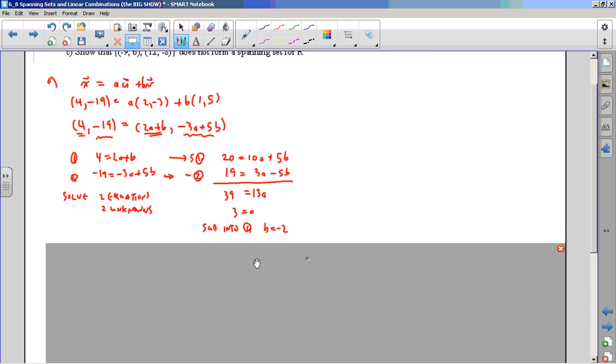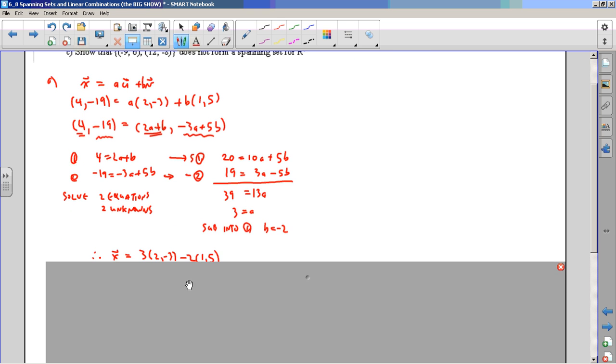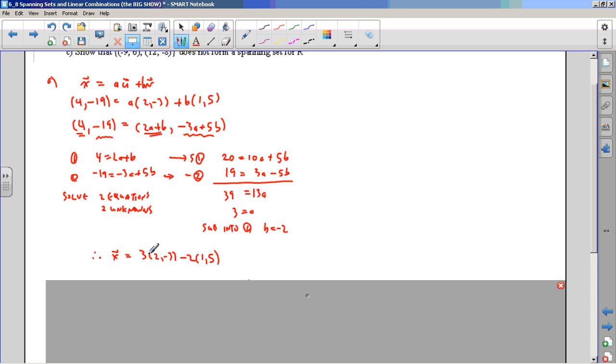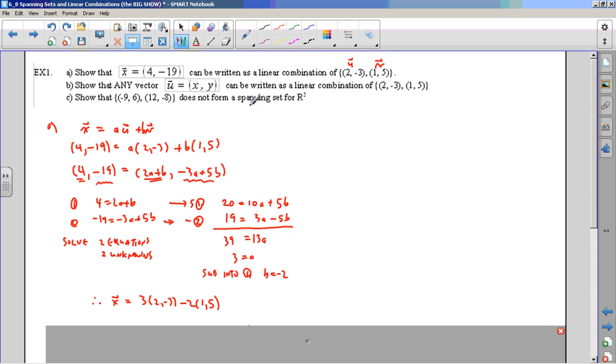And so what does that mean? I can get this vector x by taking 3 copies of u and subtracting 2 copies of v, and then I'm going to get x. I can see that algebraically, and if you actually graph these vectors on a Cartesian grid, you'll see that that's true as well. Part b is maybe a little bit more fun.